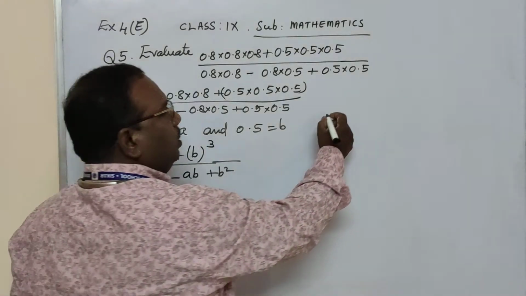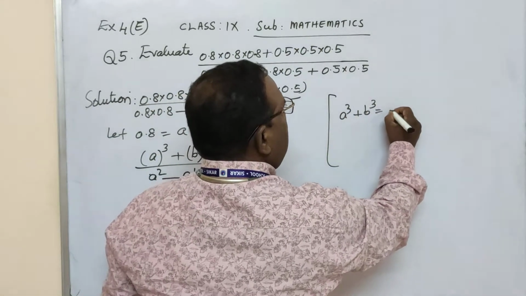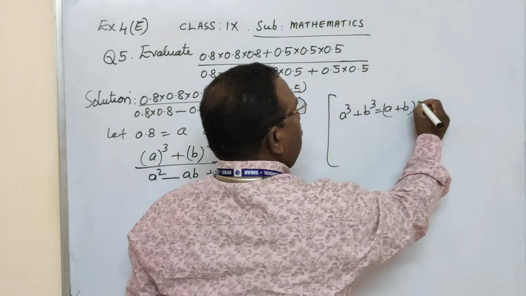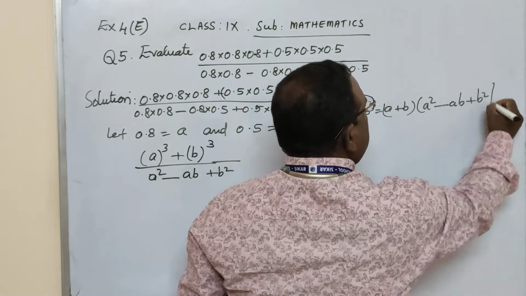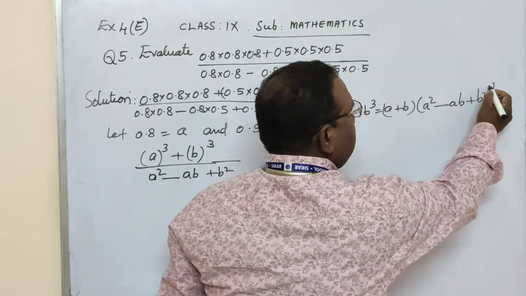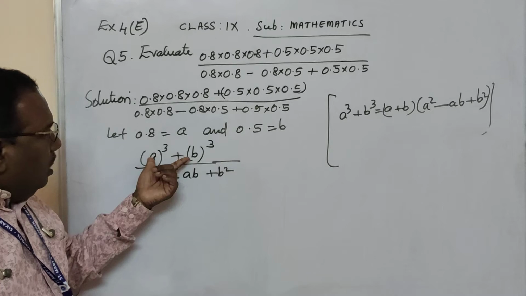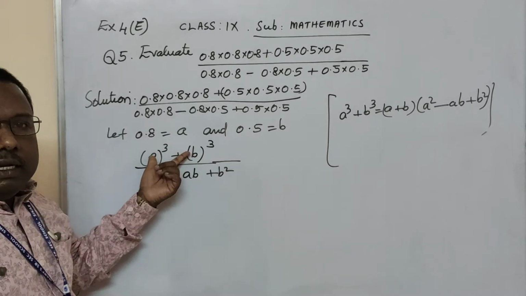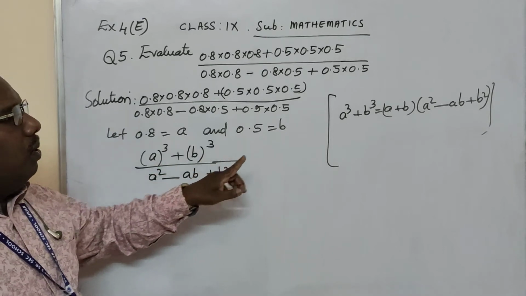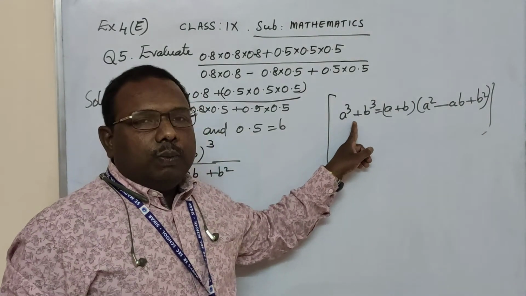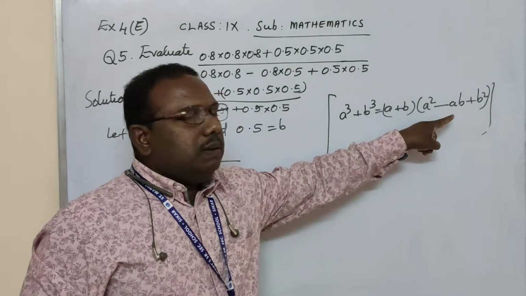And you know the identity, you learned the identity. A cube plus B cube is equal to A plus B into A square minus AB plus B square. You remember this identity. Now, in the place of numerator, what is numerator? Numerator is A cube plus B cube. A cube plus B cube is A plus B into A square minus AB plus B square.